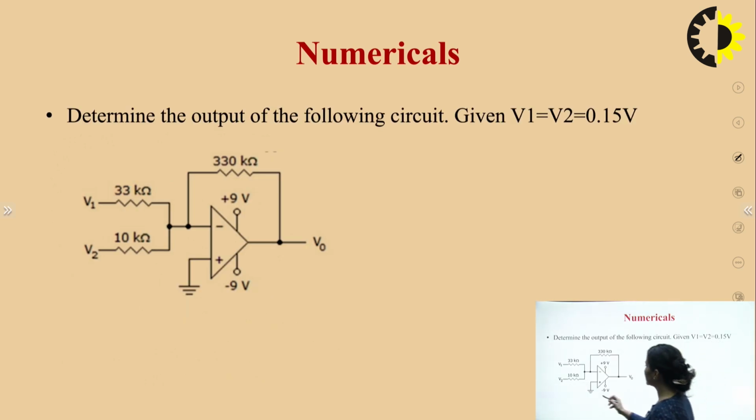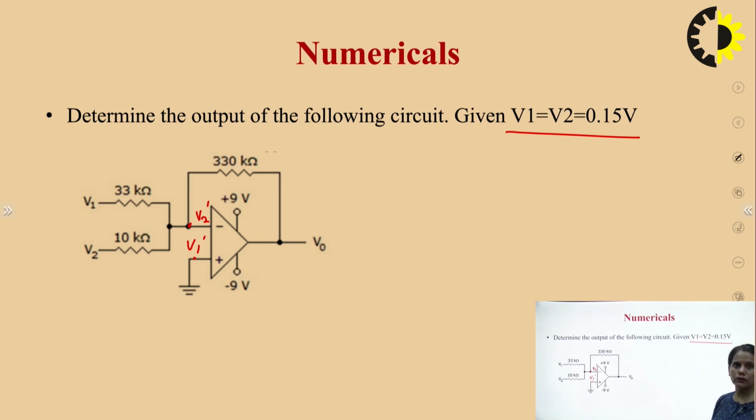Okay, so we can see that here the positive terminal is grounded. Positive is V1 and this is V2. So let's take V1 dash and V2 dash for the ease, because V2 and V1 are already there, and it is given that V1 equal to V2 is equal to 0.15 volts. So let's solve. So using V1 dash is equal to 0.